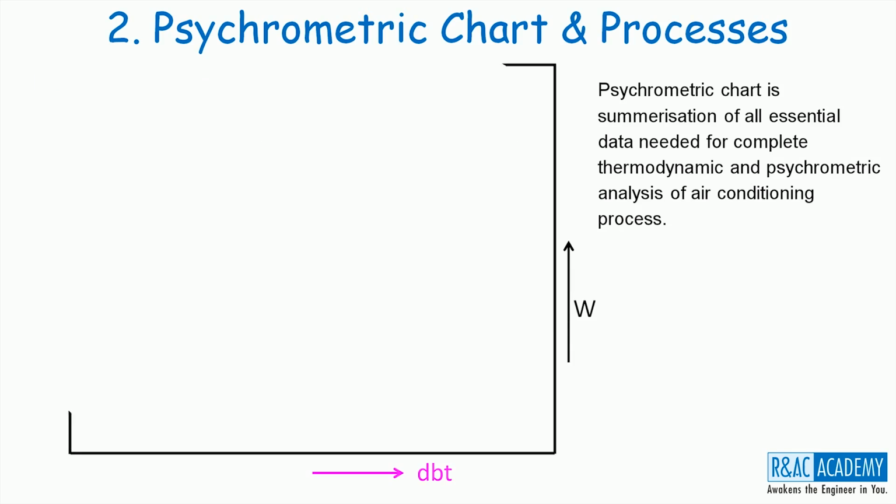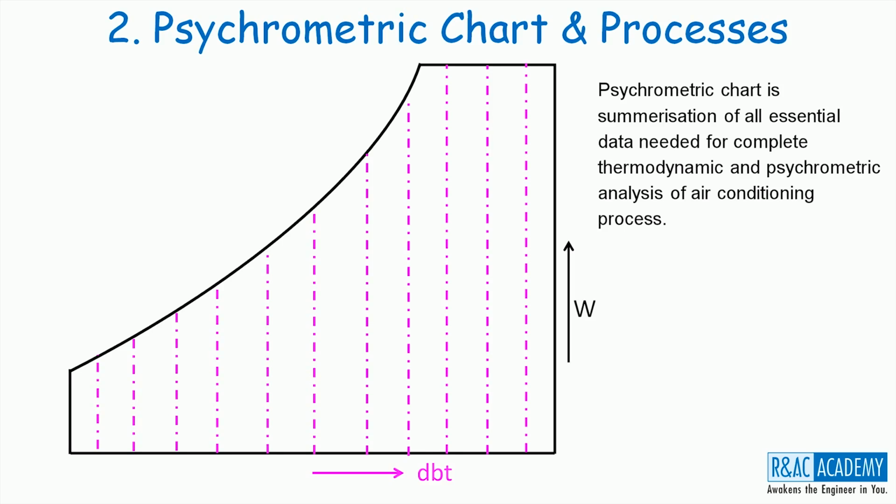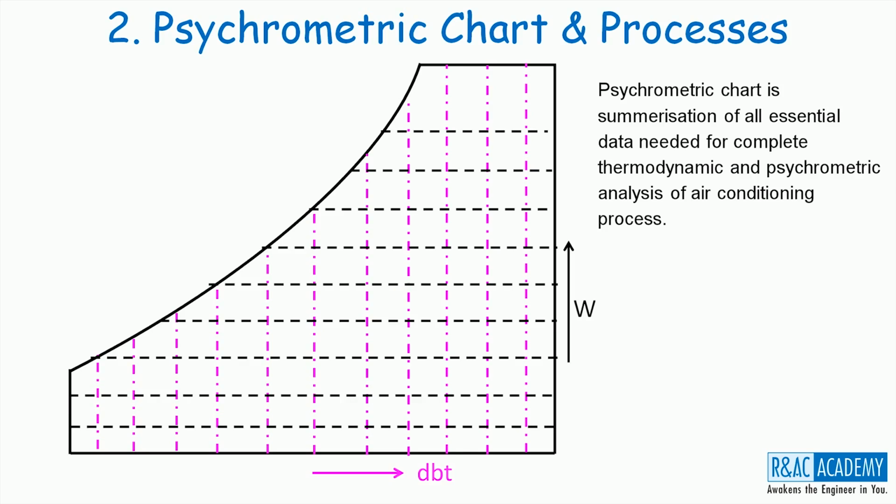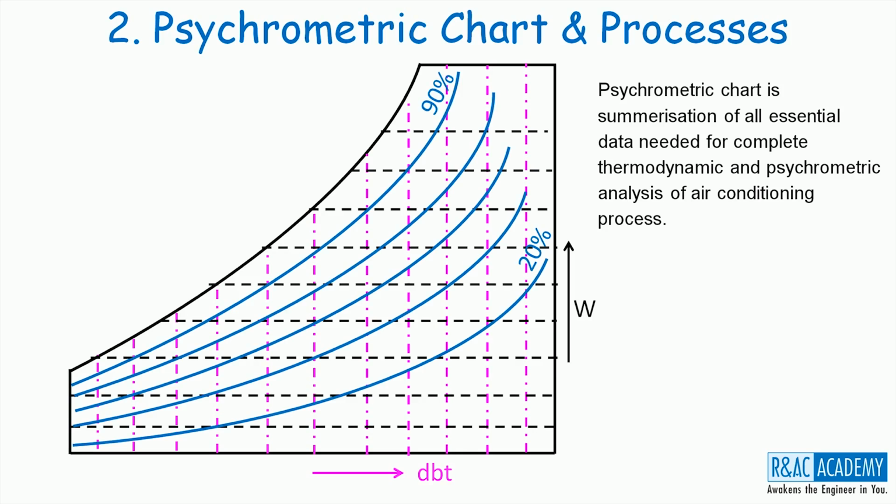This is the saturation curve. If the state of the moisture is falling on this line, then it will have its RH value equal to 100%, and the dBT, WBT and dew point temperature of this air will be the same. All vertical lines are constant dBT lines. All the horizontal lines are constant specific humidity lines. These are the constant relative humidity lines.